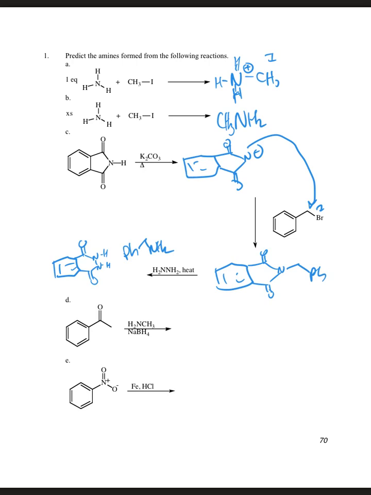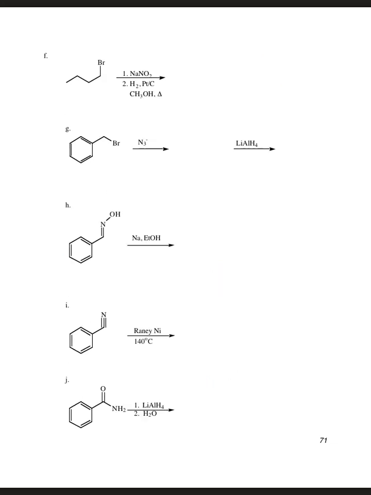Sodium borohydride and methylamine is going to be the reductive amination, where we form, in this case, a secondary amine. Iron and HCl and nitrobenzene is going to give us aniline. It's a reducing agent. NaNO2 as a base, followed by hydrogen and platinum methanol, is going to give us the primary amine.